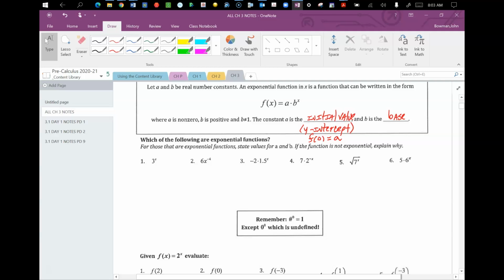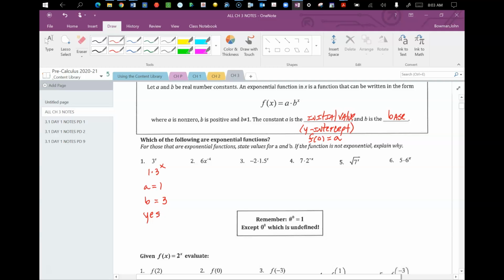So sometimes when you get a function, it's not in that standard form. You can manipulate it a bit and put it into that standard form and figure out the values for a and b and then determine that it is an exponential function. So for example, the first one, 3 to the x could be written as 1 times 3 to the x, in which case a is equal to 1 and b is equal to 3. So the answer is yes, this is an exponential function.